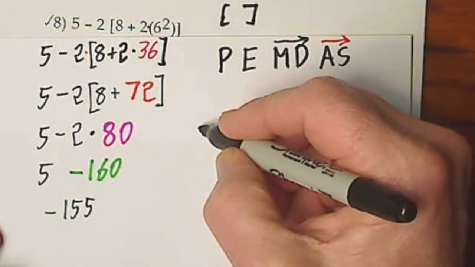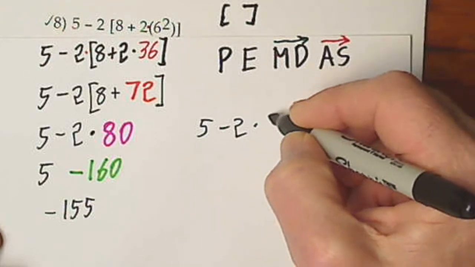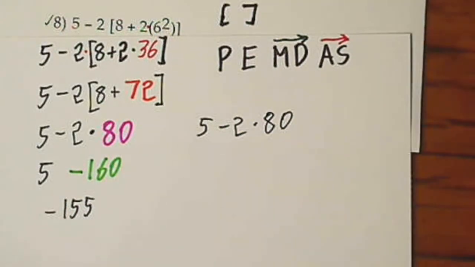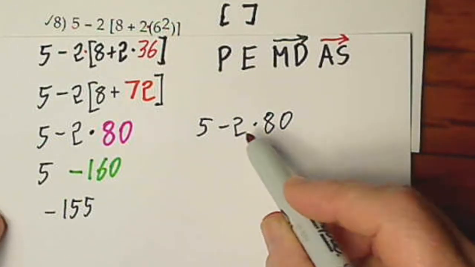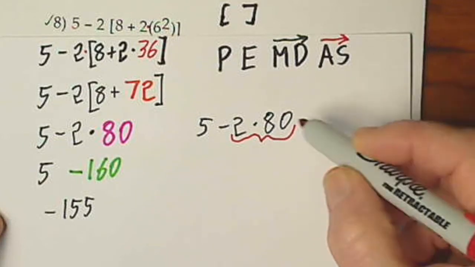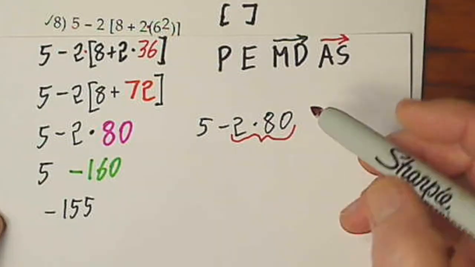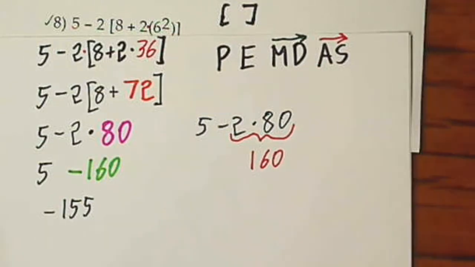Alright, so if I don't want to refer to this as a -2, if I just want to say 2 times 80, I can do that. It's not my preference, but you don't get the wrong answer. 2 times 80 is 160.